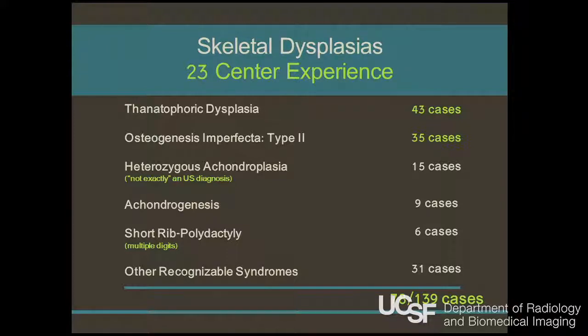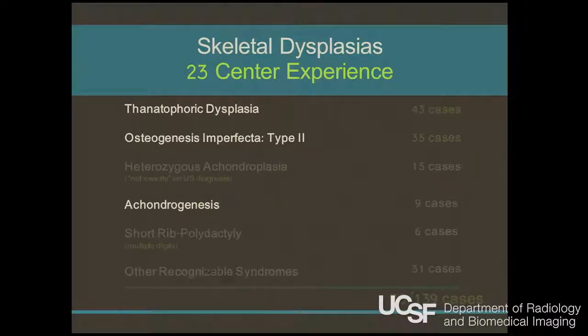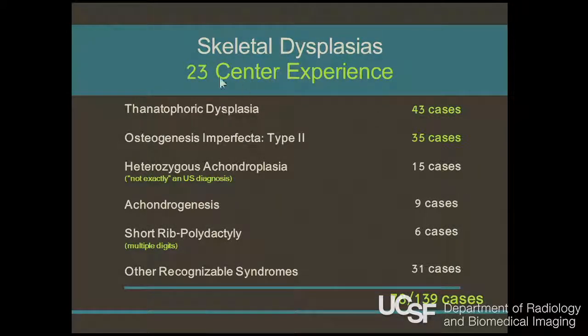People, including myself, when you're studying for these things, tended to basically have a heart attack every time someone mentioned the word skeletal dysplasia because they all seem so complicated and weird, which is true because there are so many types. But if you look at this 23 center experience, where there were only 139 cases, 78 of them were these two. So if you're ever going to see something like that, it's probably going to be one of these two.